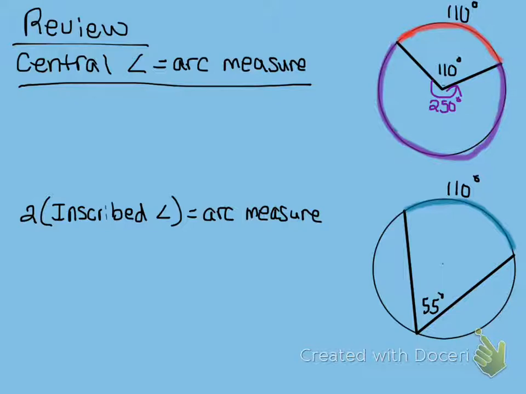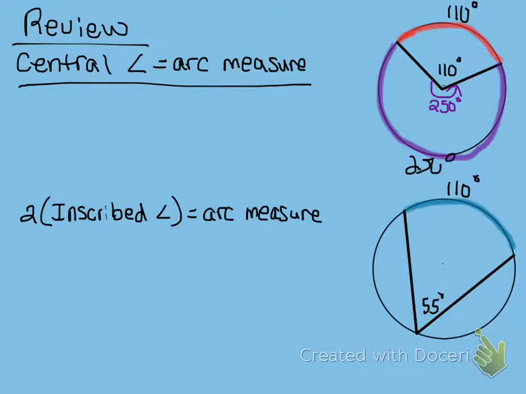That means that if the angle measure that you're given is at the center of the circle, right here like the 110 degrees is, then that means that the arc is equal to it. You'll see that we've got a 110 degree angle and then a 110 degree arc. If the other angle on the other side is 250 degrees, that means that our purple arc has to be 250 degrees as well.